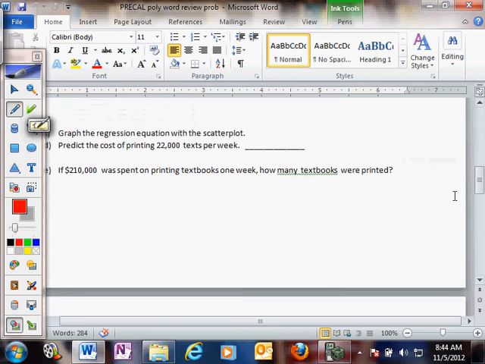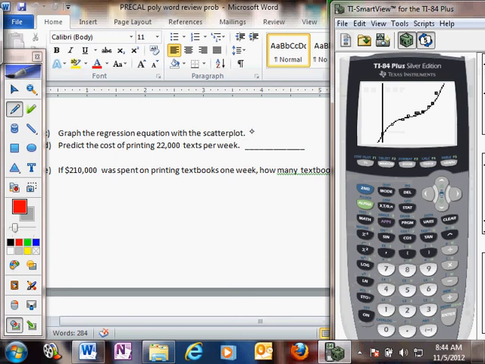Now let's answer some questions. Graph the regression equation with a scatter plot. Did that. Predict the cost of printing 22,000 texts per week. Okay. If I go to my table, I want to know what y is when x is 22,000. And some of you are thinking, that's a long way. Well, not if we remember that we are in thousands of units. So 22 here is 22,000. And so the answer would be 171.47 thousand dollars.